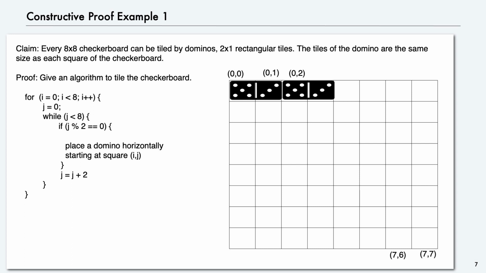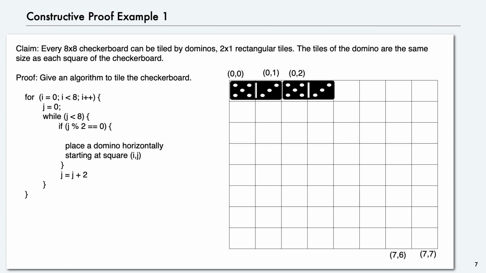When we check 2 mod 2, we know that that will be 0 because 2 is even, and then we'll place another domino starting at the square 0, 2 horizontally. And we'll continue this going across the entire first row. Once we have j equal to 6, we will place a domino, but then you'll notice that once we increment that j by 2, j will be equal to 8. We'll break out of that inner while loop, and now we'll increment i.